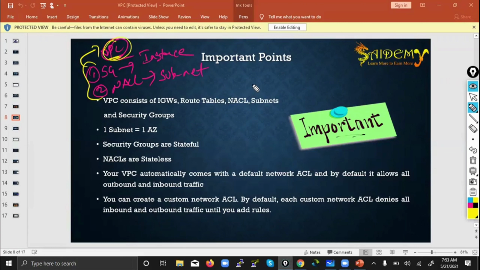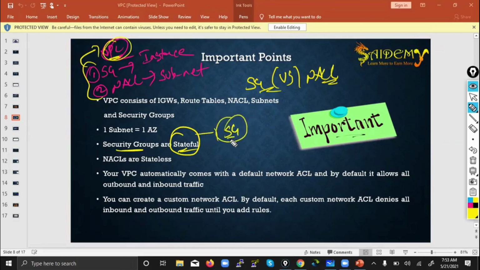Next comes the question. What is the difference between security group and NACL? They will start the question something like this. Which is stateful? The answer is security group. Then they will ask, why? Why are security groups called stateful? So then comes the answer. Listen carefully.